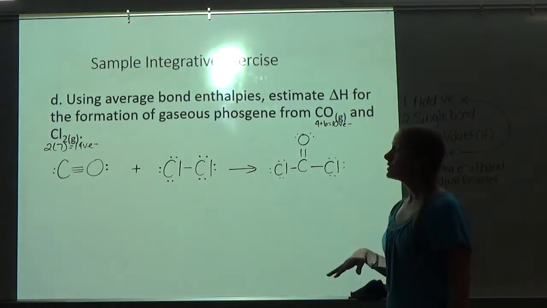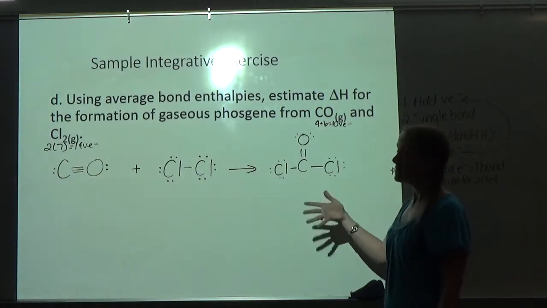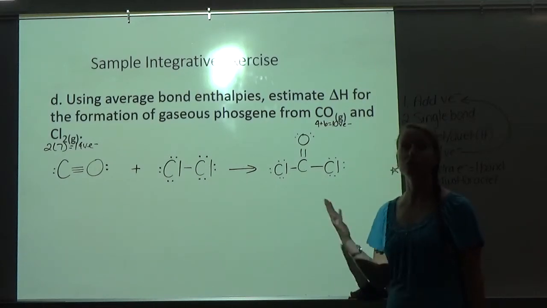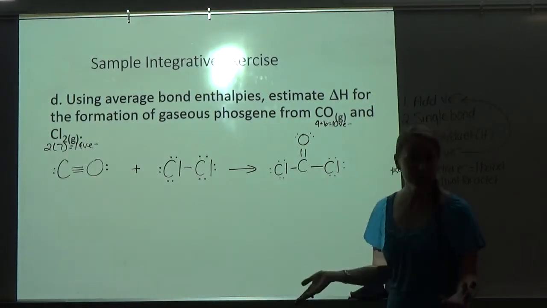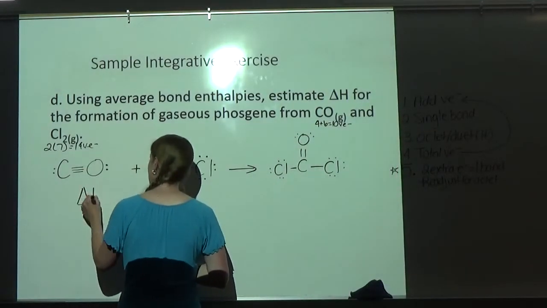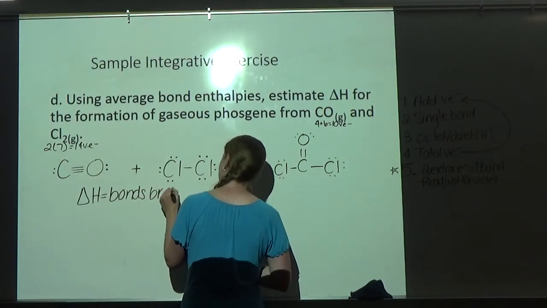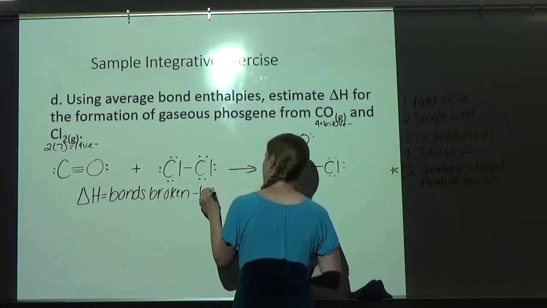All right, so in other words, now I can see what bonds are broken and what bonds are formed. So that's what I mean by sometimes you have to draw the Lewis-Dot structures to be able to tell. Sometimes they give you the bonds. It just depends. All right, so remember our delta H is bonds broken minus bonds formed.